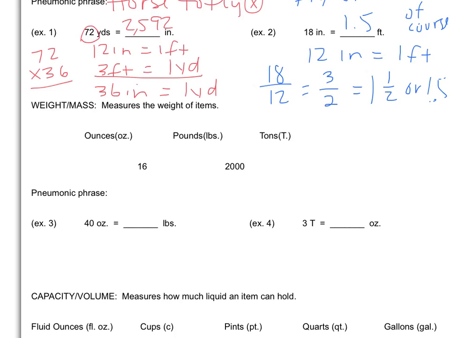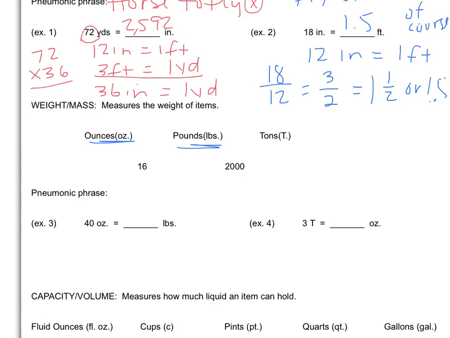The conversions that are on the reference sheet, you're welcome to use. 16 ounces to a pound are on there. 2,000 pounds in a ton are also on there, so you can use your reference sheet. Okay, so we're going from ounces to pounds. So we're going from a smaller unit to a larger unit.